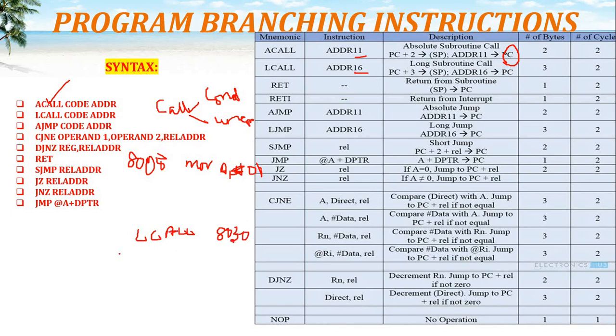This LCALL is for the delay routine program. This is the address of the main program, and this will be the starting address of the delay program. Here I have written an instruction in the main program. If I want to give some delay, let us consider an example of a stepper motor and a matrix keyboard.